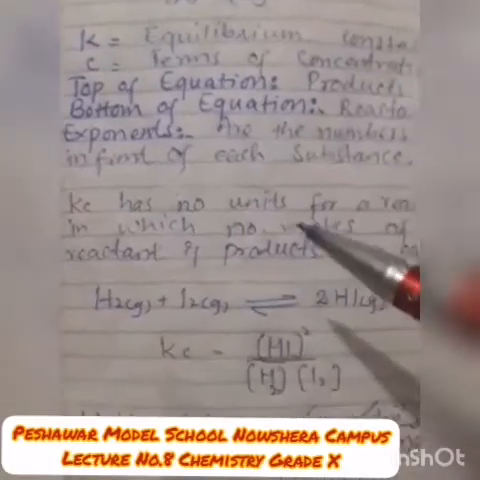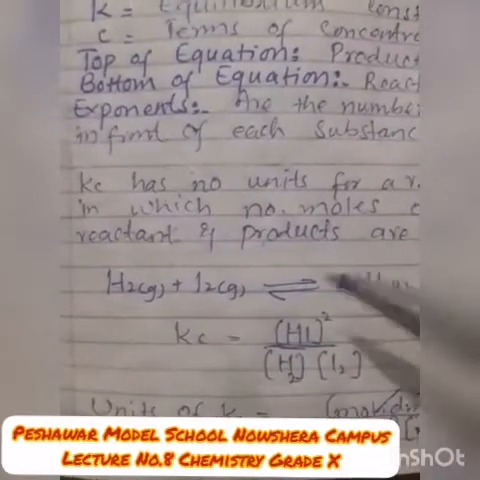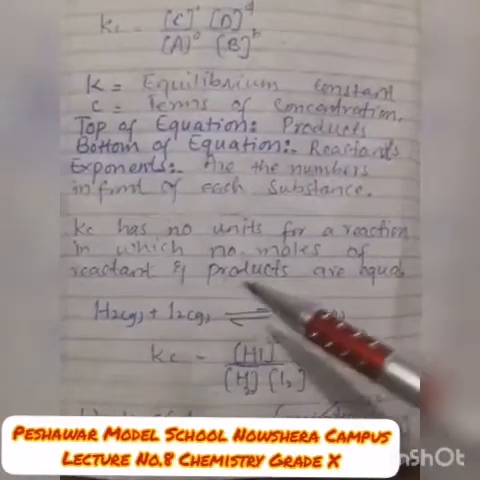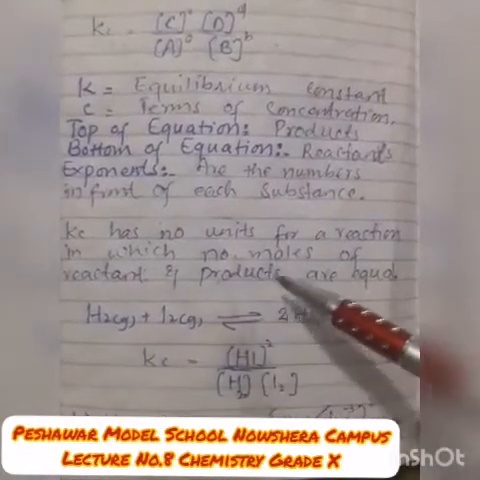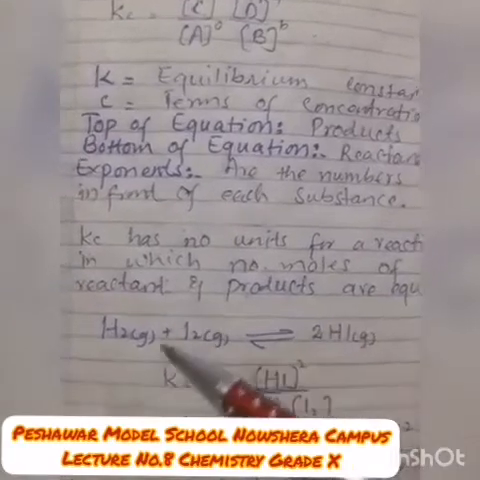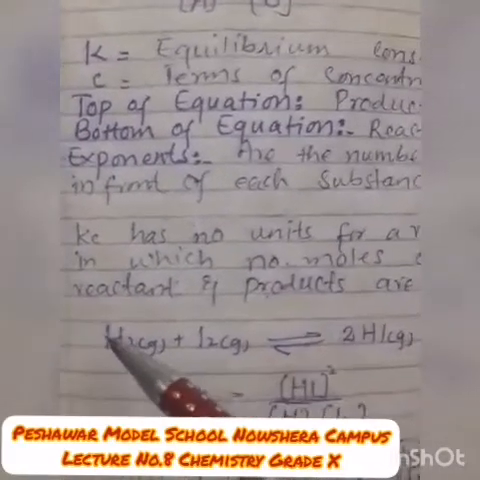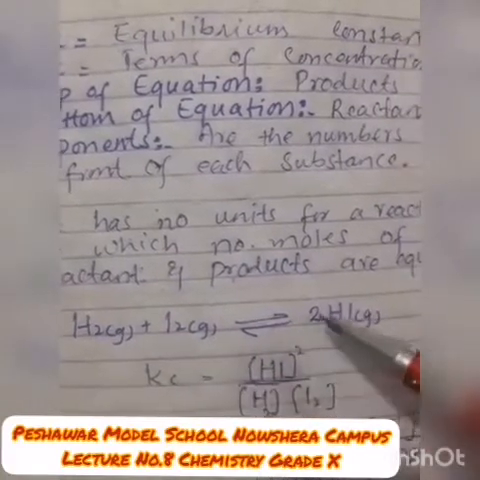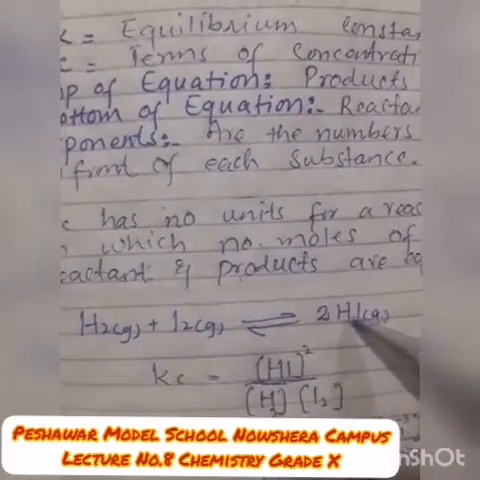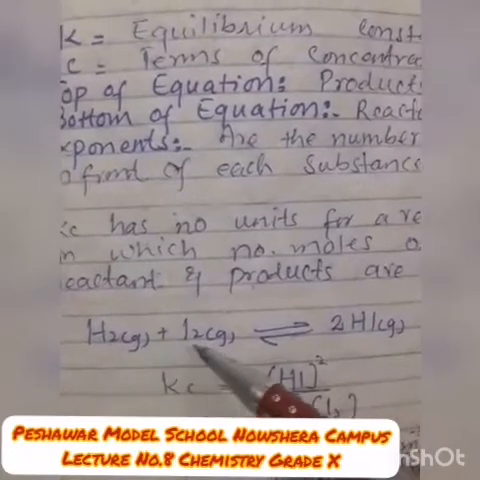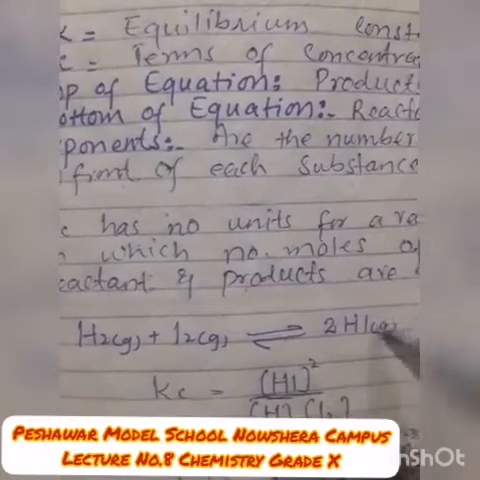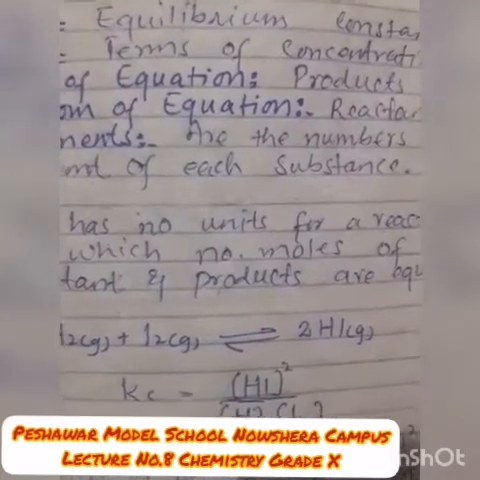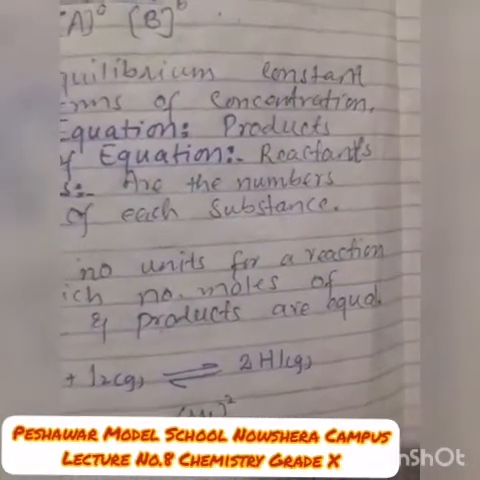Okay, now here are three conditions for the Kc. Kc has no units for a reaction in which the number of moles of reactants and products are equal. Now look at here. Here is 1 mole of hydrogen and 1 mole of iodine. When they react together, they give us 2 moles of hydrogen iodide. Means here is 2 moles and also here is 2 moles. So these will be equal.